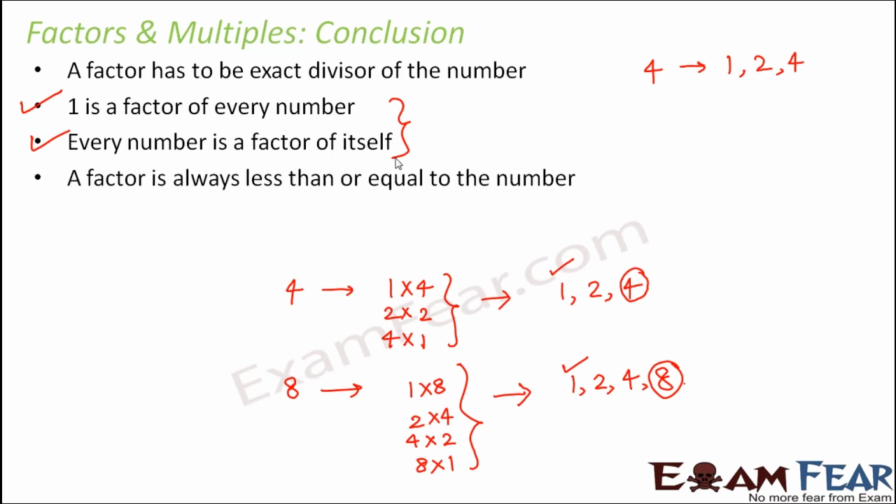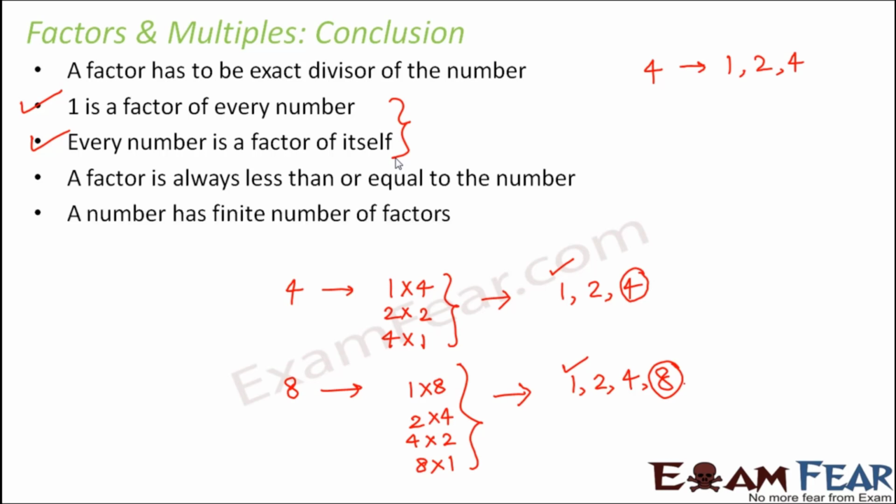A factor is always less than or equal to the number. So that is also very much evident, because who would be a factor? An exact divisor. So that exact divisor has to be less than the number itself, or at the max it can be equal to the number. So you see, for 4 the factors are either less than 4 like 1 and 2, or equal to 4. Similarly for 8, the factors are either less than 8 like 1, 2 and 4, or it is equal to 8.